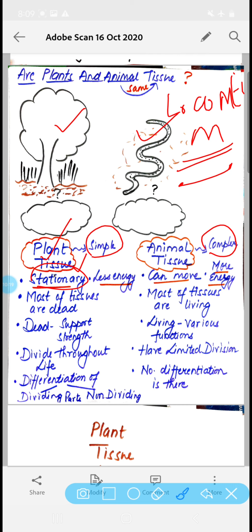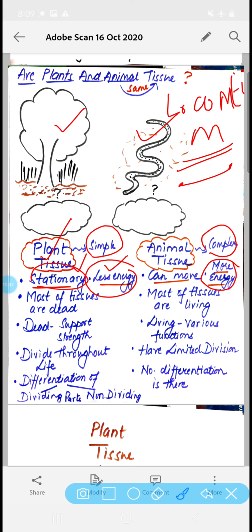Now, my dear students, as plants are stationary, the demand of energy in the plant is less as compared to animals. Animals, as they have to move from one place to another, have a much higher demand of energy. So they require more energy as compared to plant cells.